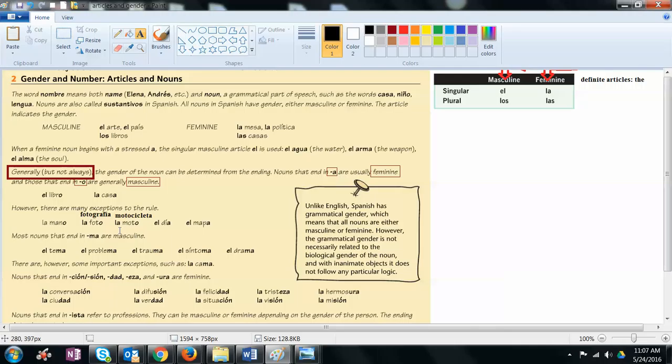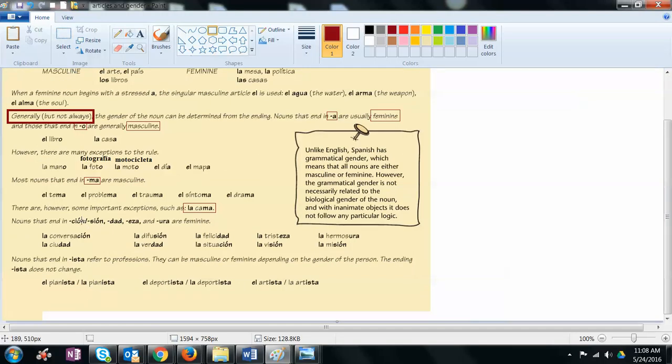These are 5 words that you would have to memorize as masculine or feminine because they don't fit the O/A rule. MA, however, does usually fit. If a word ends in MA, it's masculine. So even though A tends to be feminine, if it's an MA, then you can go ahead and assume it's masculine, like tema, problema, trauma, síntoma, drama. However, there's an exception, like cama ends in MA, but it happens to be feminine.